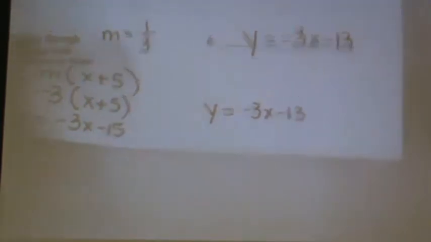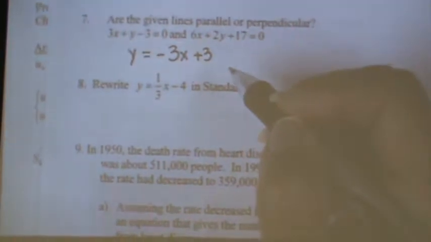So far, okay. Number 7, I think everyone got this one. You guys are professional parallel, perpendicular people. What are these? How do you know? You have to get both of them in slope-intercept form to see what the slope is. If you bring the 3x over, it becomes a -3x. And I really don't care about the b value. I'm just concentrating on the slope.